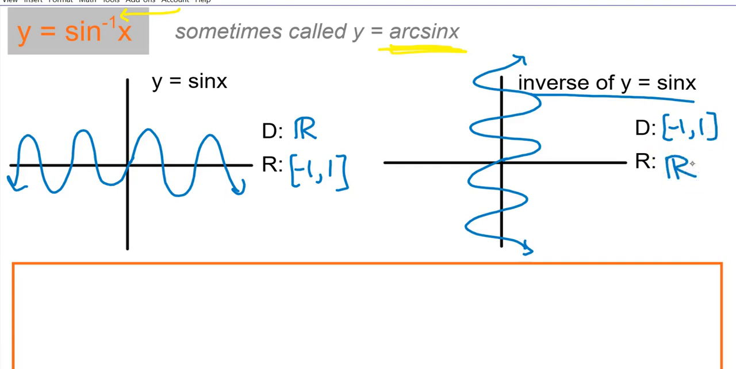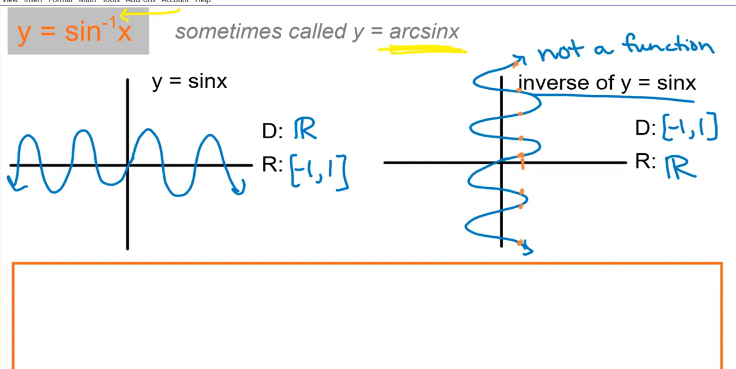The thing is, this is not a function. It does not pass the vertical line test, as you can see. And so for any particular input, let's just take this input right here, you would get multiple outputs. So that's the issue. So how do we avoid that issue?